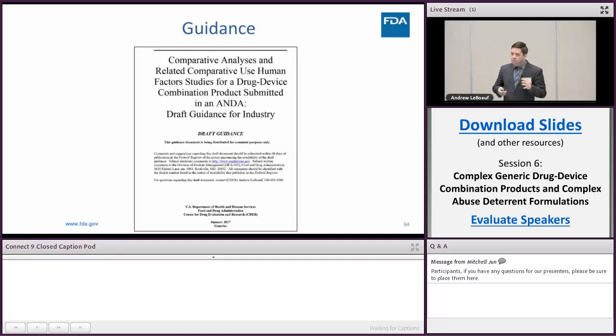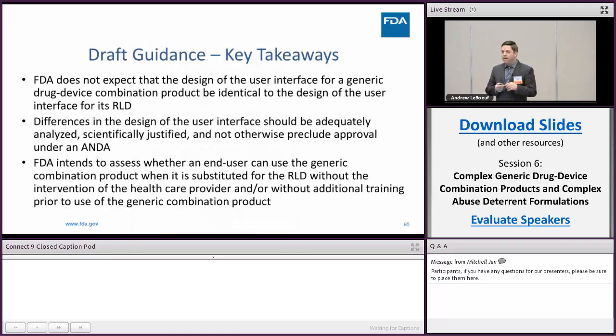Now, I won't go into the specific aspects of the guidance. I'm going to defer to Dr. Witzmann for that particular discussion, but I am going to focus on some of the key takeaways that we tried to instill in this particular guidance. So we'll go over those right now. FDA does not expect that the design of the user interface, or everything that the user interacts with when they're using that particular product, to be identical to the design of the user interface for its RLD. Differences in design of the user interface should be adequately analyzed, scientifically justified, and otherwise not preclude approval under an ANDA.